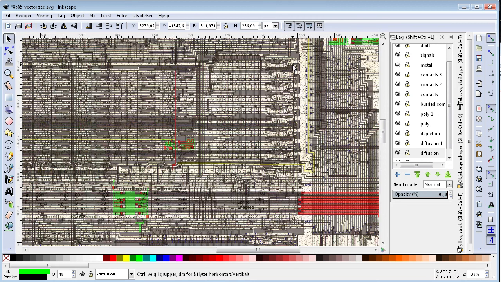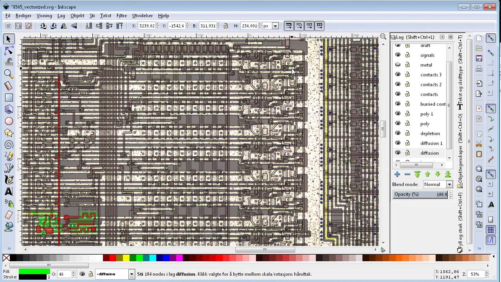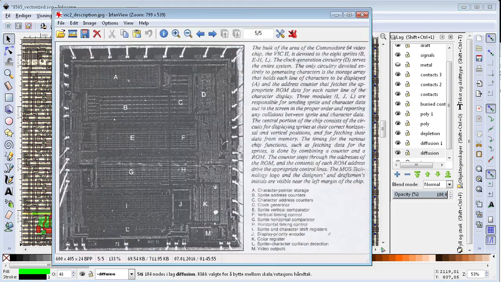But anyway, this is a counter, and they were talking about combining a counter and a ROM. The counter steps through the addresses of the ROM, and the contents of each ROM address drive the appropriate control lines.